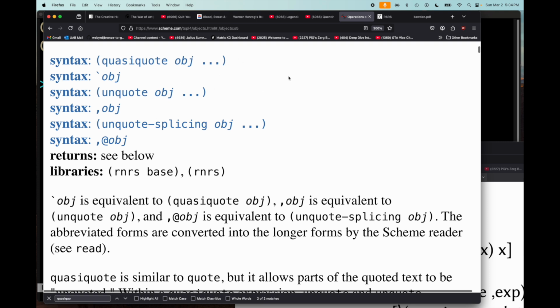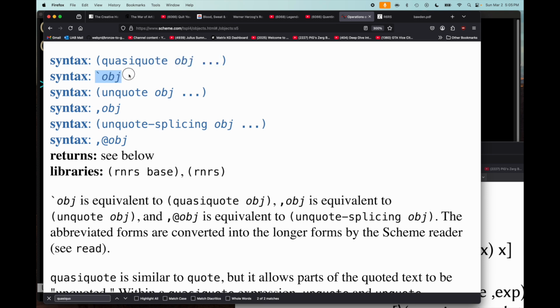Quasi-quote. So that was quote. Here's quasi-quote, unquote, and unquote-splicing. We have alternative syntax: we can write quasi-quote, or we can use the backtick or backquote character. Unquote, fully written out, or we have the comma. Or unquote-splicing, or we have comma-at. Similarly with the reader, this syntax will be turned into the expanded syntax. But notice something interesting. I was looking at this the other day and I didn't realize this.